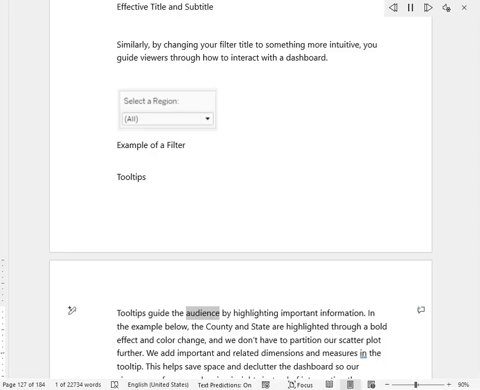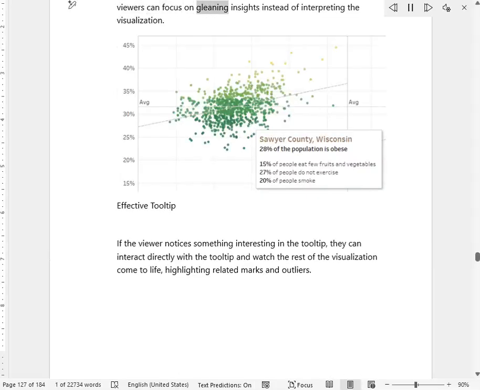Tooltips. Tooltips guide the audience by highlighting important information. In the example below, the county and state are highlighted through a bold effect and color change, and we don't have to partition our scatter plot further. We add important and related dimensions and measures in the tooltip. This helps save space and declutter the dashboard so our viewers can focus on gleaning insights instead of interpreting the visualization. Effective tooltip.